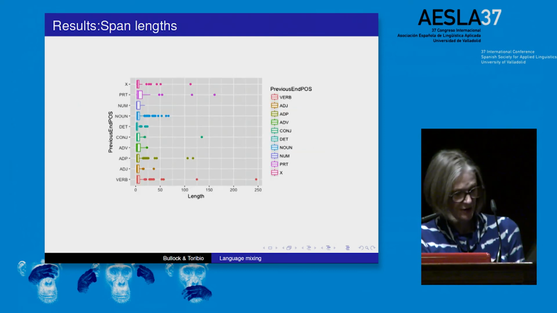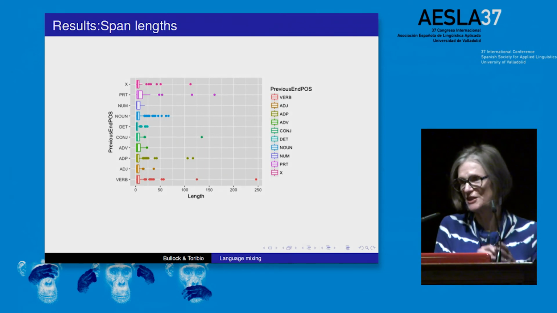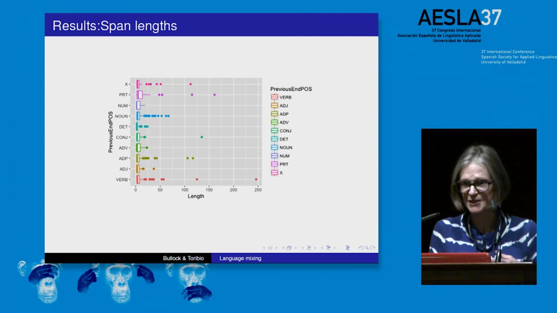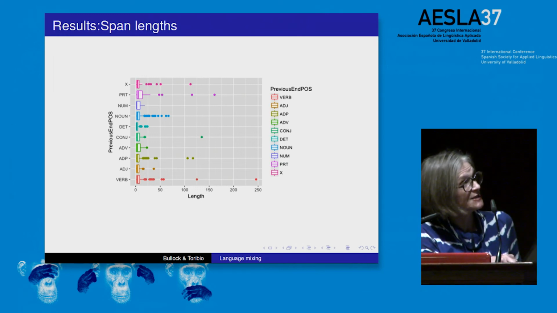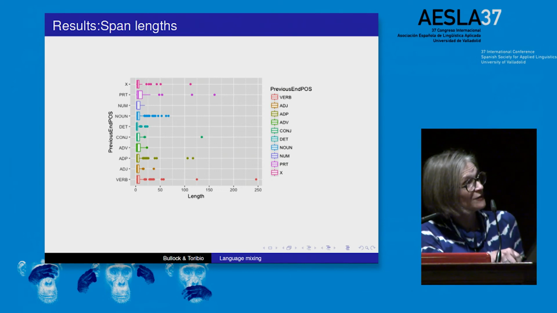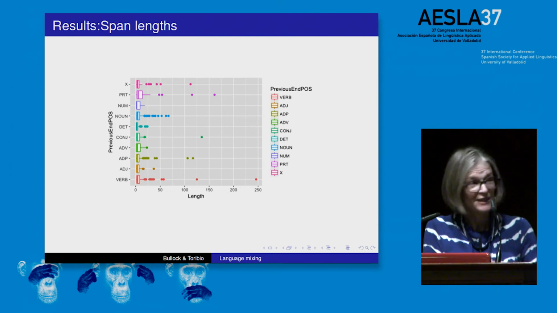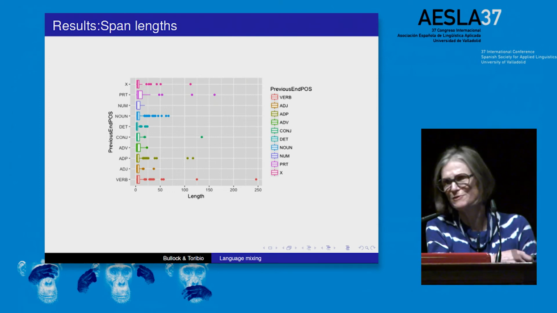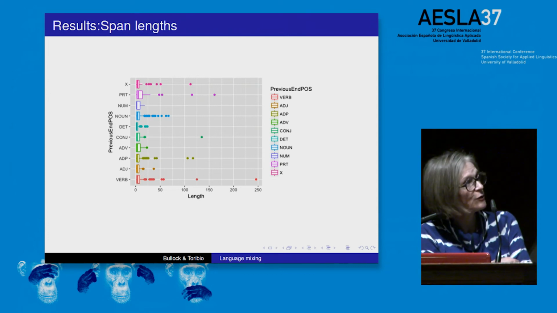And what you can see here, I took punctuation out because punctuation allows gigantic spans after it. You can switch into the next language. But what you can see here is that the spans after determiner are really, really short. It looks like spans after number are really short too, but that's only because there are only about 3 numbers in here, so you can probably ignore that.